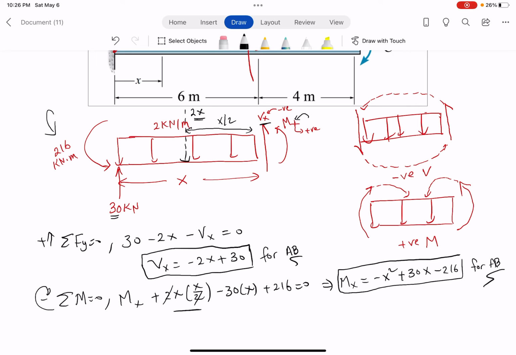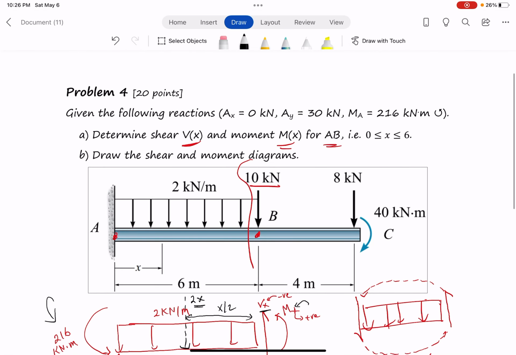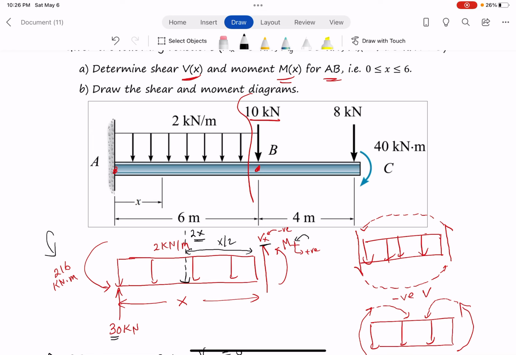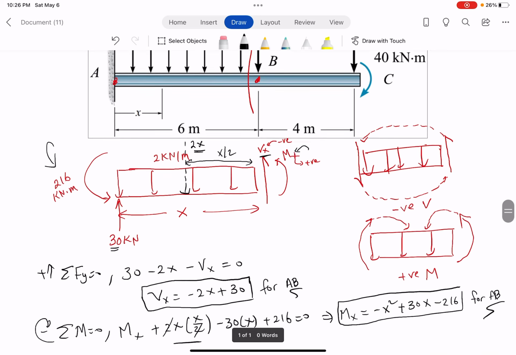Okay, so this is very simple. Point A will be much easier than point B, but point B I will show to you in the next few slides, and that's very easy. Just find the shear and moment diagram from the area of the shear, and that's very easy.